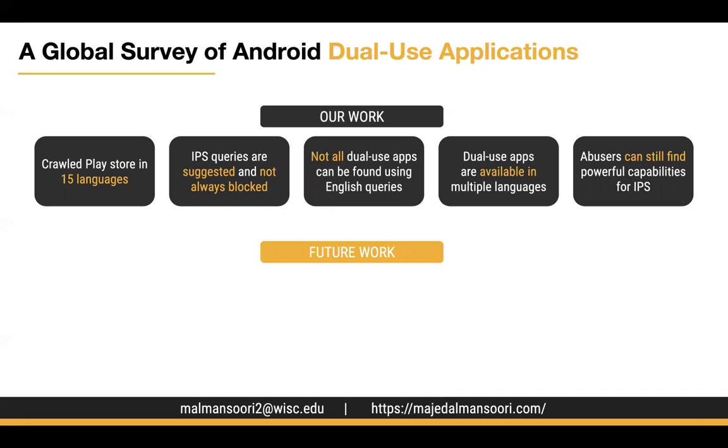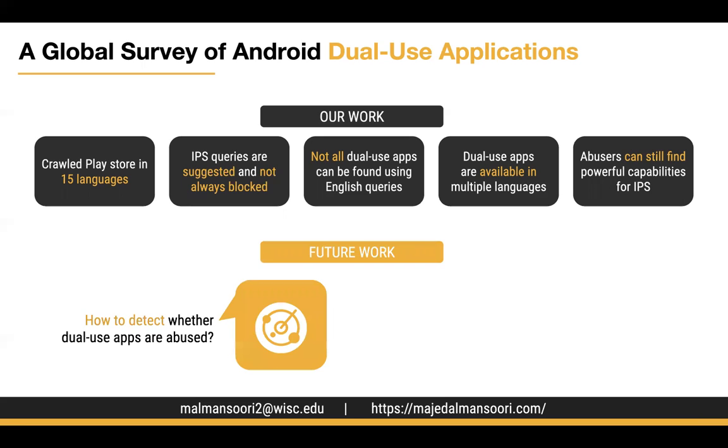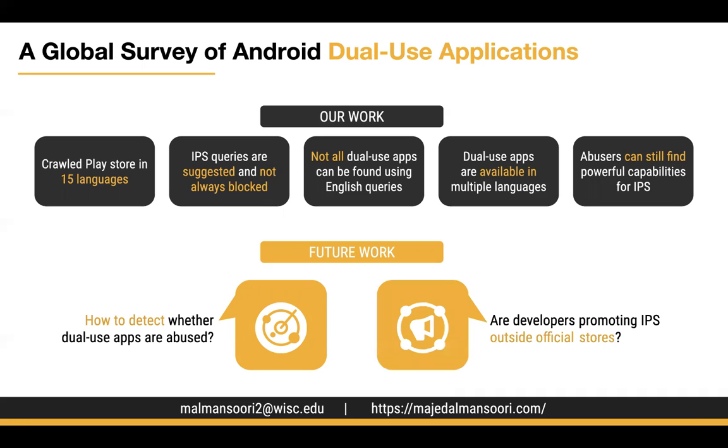Future work can investigate how to detect whether a dual-use app is getting abused or not, since deleting these apps from stores is not possible as they have legitimate use cases. Also, future work can explore whether developers are promoting IPS outside official stores.